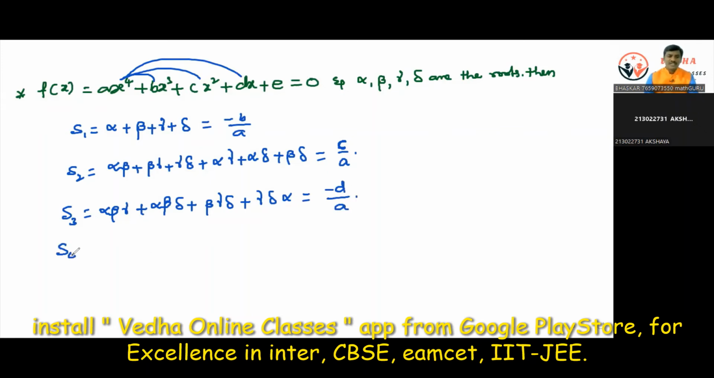S4 is nothing but the product of all four roots, that is alpha into beta into gamma into delta, which is equal to e by a. Is it negative or positive? Positive. So that is e divided by a. What you have to remember, give more priority to the first one, alpha plus beta plus gamma plus delta is equal to minus b by a, and the last one, alpha beta gamma delta is equal to e by a.